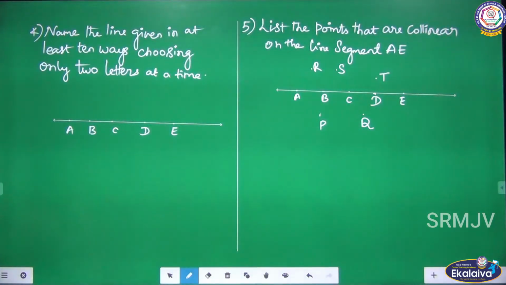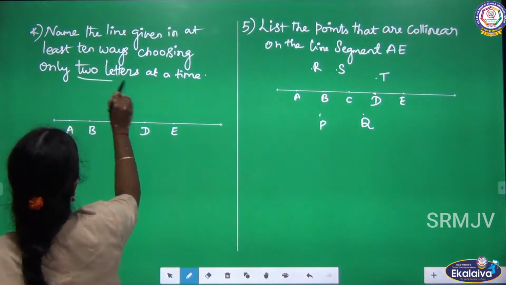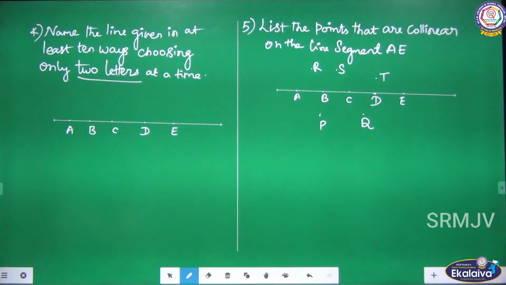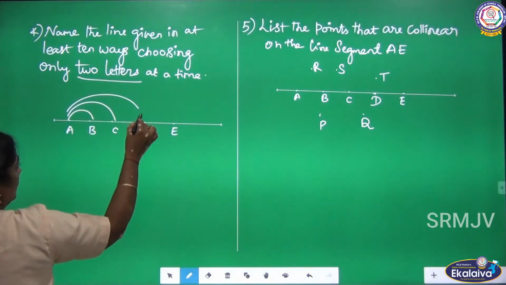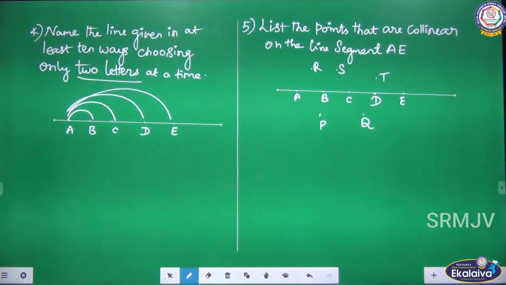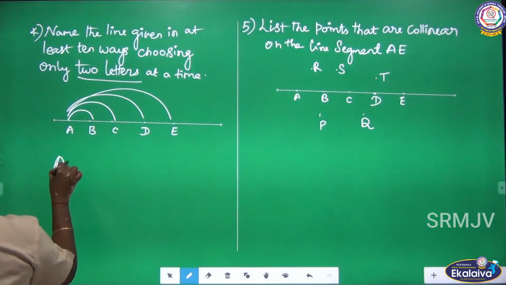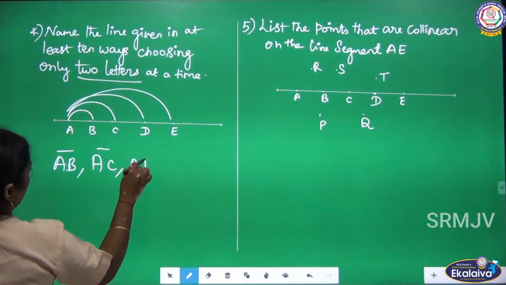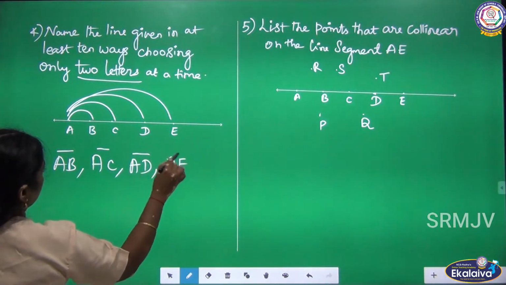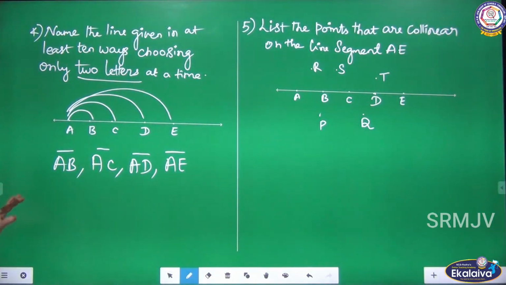Now here, name the line given in at least 10 ways, choosing only 2 letters at a time. Here I am going to write 10 ways, and that too only 2 letters. How can I write? I can write AB, AC, AD, AE. Is it clear? Shall I write like this? AB, next AC, AD, AE. Okay, got it? The A part is over.